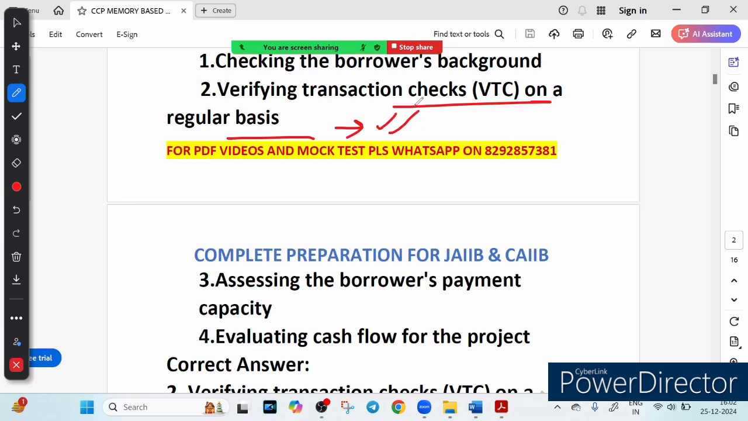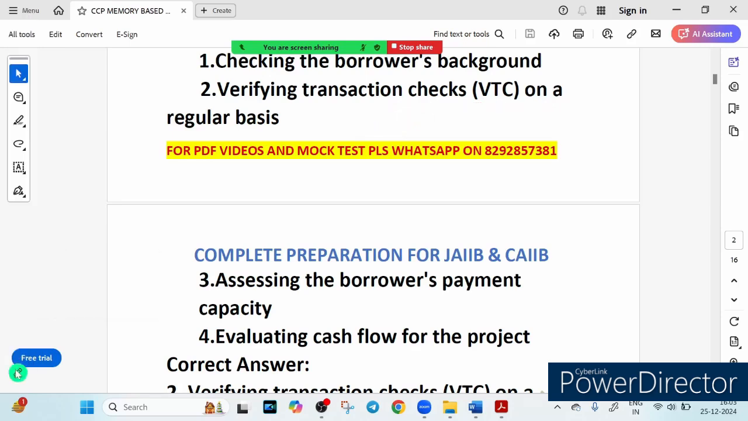So what is the key takeaway from this particular question? We have seen that checking the borrower background and payment capacity is essential to minimize lending risk. Evaluating cash flow ensures the project's financial feasibility. And third, verifying transaction check is not a part of the appraisal stage. It is relevant during the project implementation phase. Now let's move on to the next question.